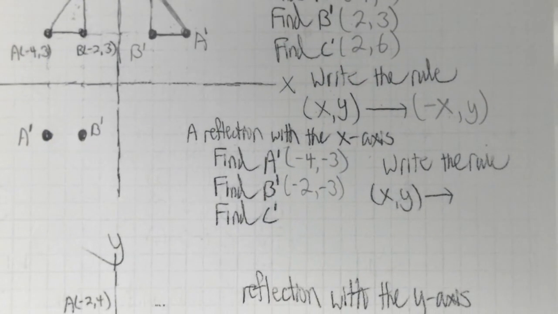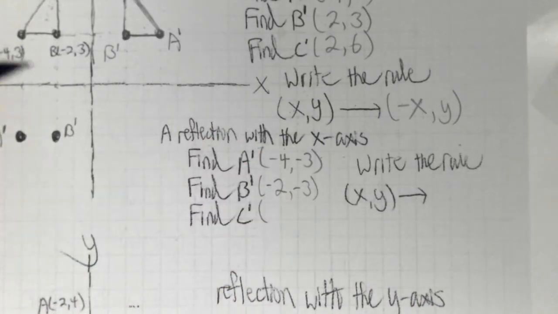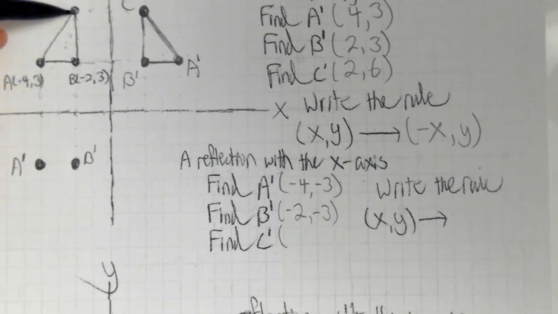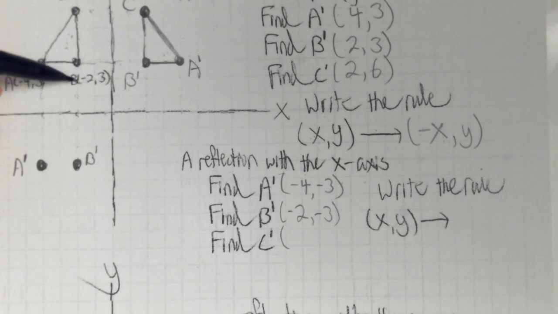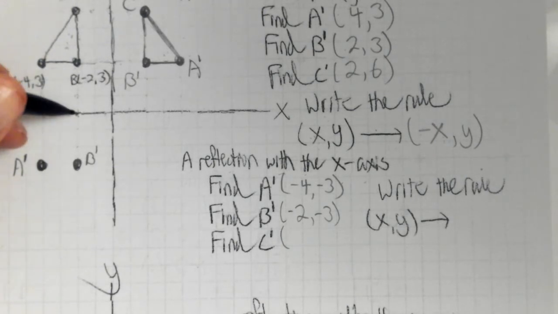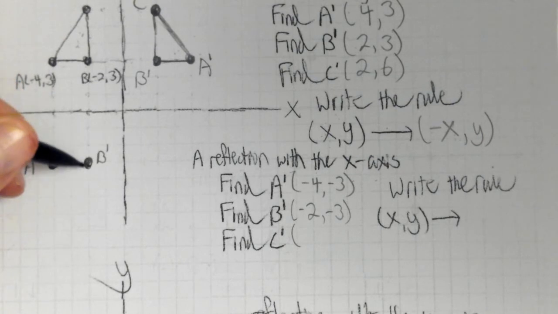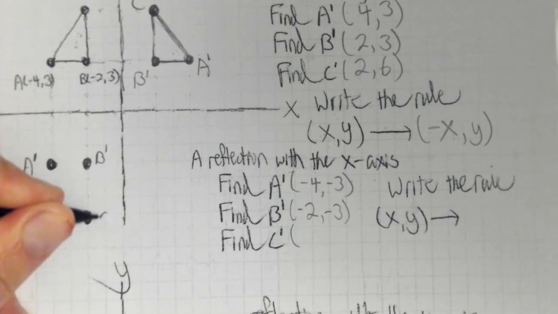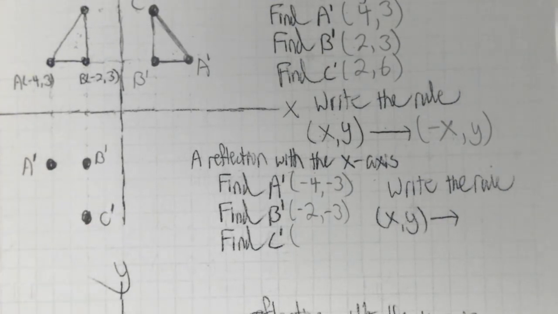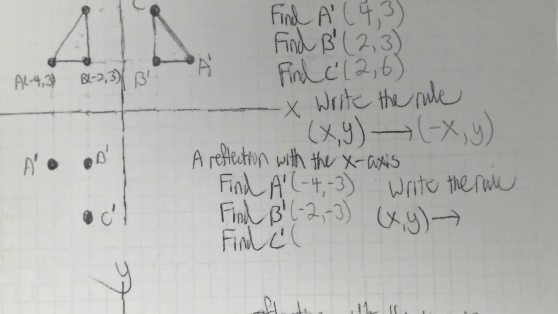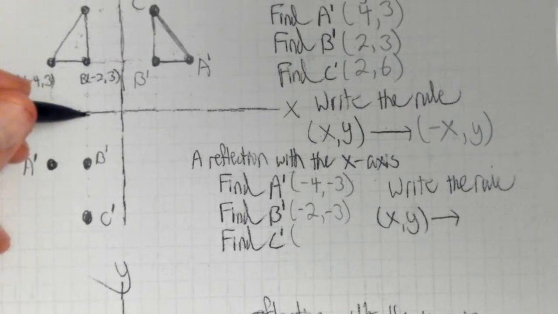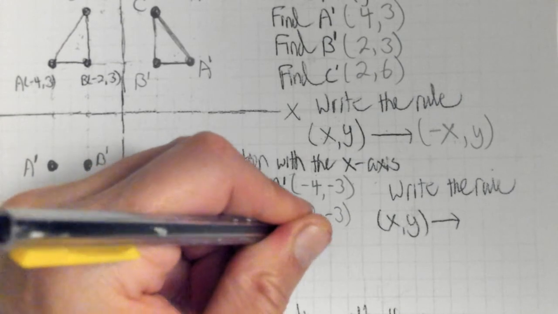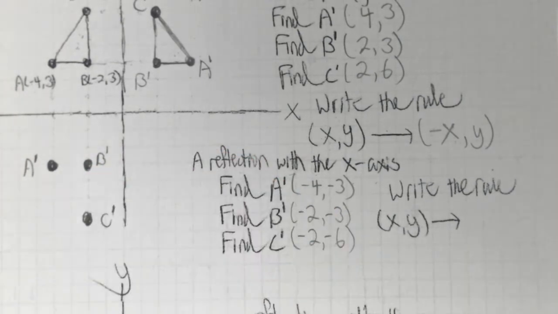And of course we need C prime. So let's take a look at point C. Point C is here. It's 1, 2, 3, 4, 5, 6 away from the line of reflection. So I got to go 6. 1, 2, 3, 4, 5, and 6. And then there will be your C prime point. The coordinates now are going to be -2, and 1, 2, 3, 4, 5, 6. -2, -6 is the correct answer. And there you go.